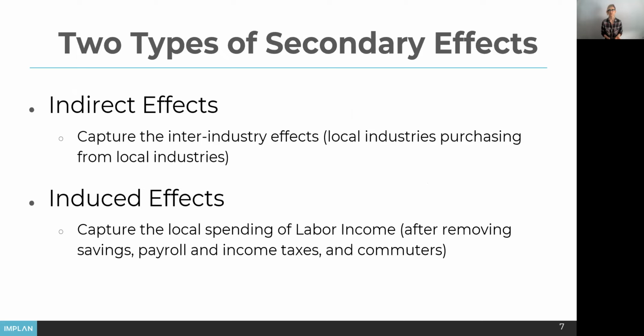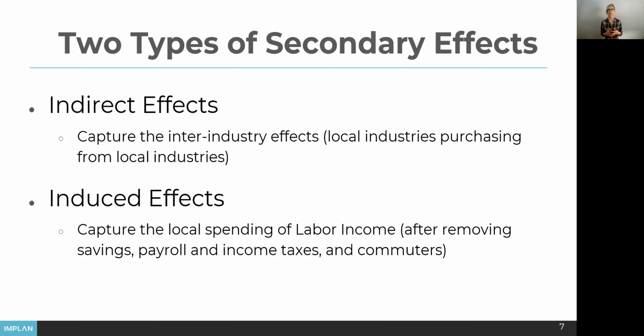So what are these two types of secondary effects? The indirect effects capture the inter-industry effects, so local industries purchasing from other local industries. Okay, and induced effects capture the local spending of labor income after removing savings, payroll and income taxes, and commuters. Okay, so just to describe these a little more.